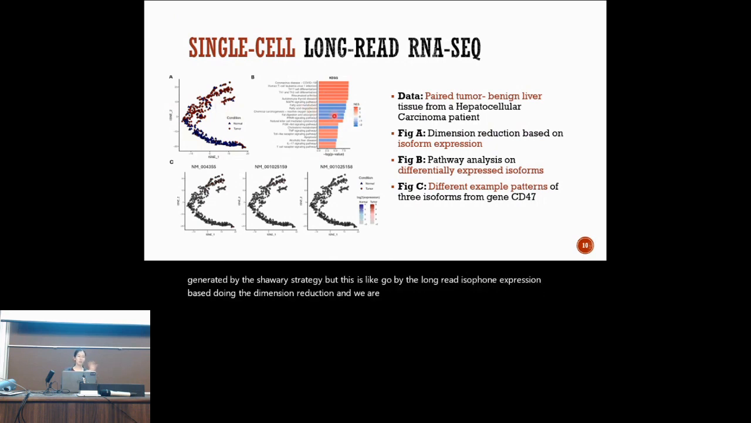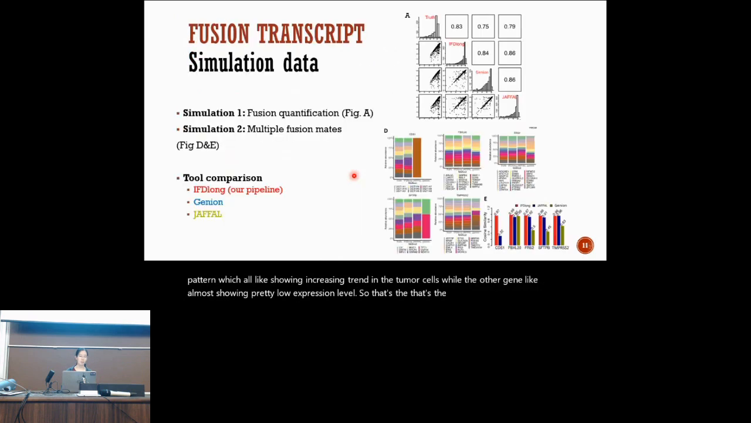And we are able, again, to do some pathway analysis, and again, we are able to define different isoforms. This example is the immune gene CD47, where we can identify all 7 isoforms from that gene, and some isoforms show a similar pattern, all showing an increasing trend in the tumor cells, while the other isoforms show pretty low expression levels. So that's the additional power of this tool.